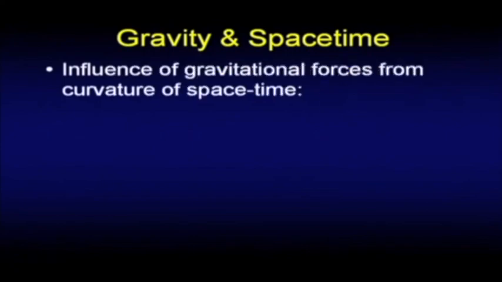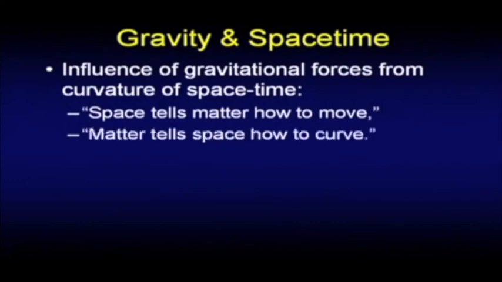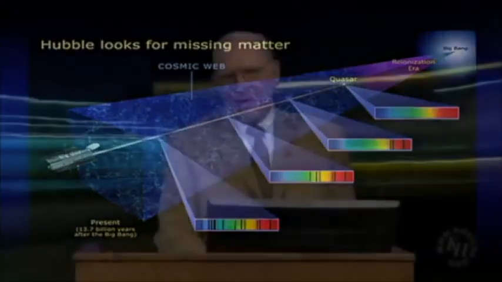But last time we talked a lot about gravity and space-time, and we mentioned that the influence of gravitational forces occur from the curvature of space-time. In other words, the way you can remember this, space tells matter how to move. That's what creates what we notice as gravity. Matter tells space how to curve. The whole idea of gravity and the curvature of space-time are intimately linked. What's interesting about the study from last time, I'm just going to hit a few highlights, is that the Hubble telescope is looking for the missing matter.